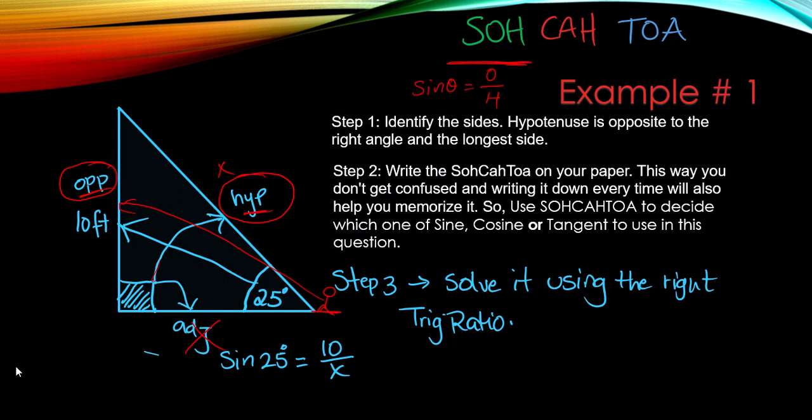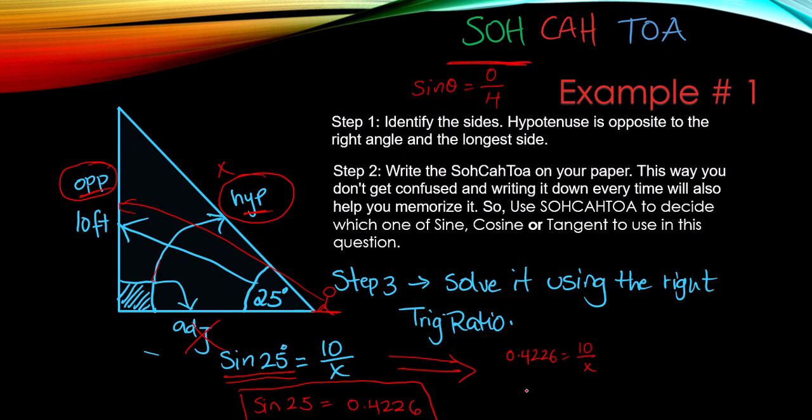Okay, so now I'm just going to solve it here for you. Sine 25 on your calculator. If you guys can do that, find what sine 25 is. On your calculator, put sine 25. If you are doing it correctly, it should be 0.4226. This is the value of sine 25. So just come right here. So sine 25 is 0.4226 equals 10 over x.